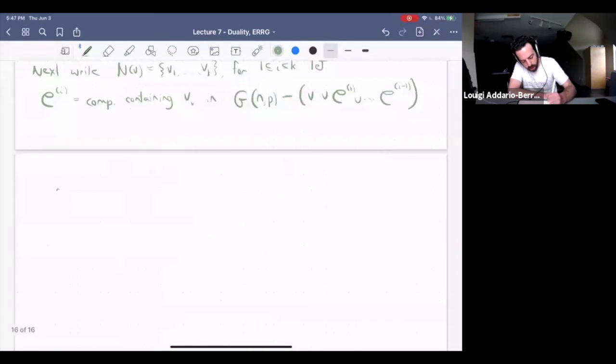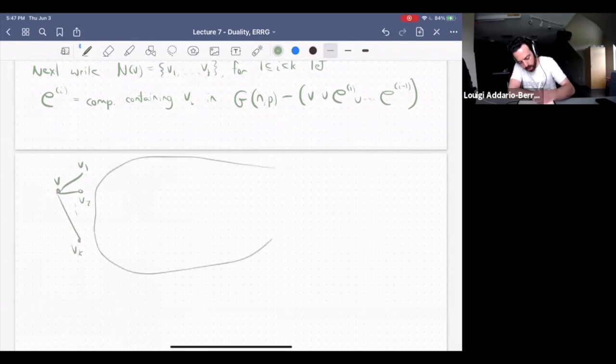Here's the vertex v. Here are its neighbors v1, v2, up to vk. Here's the rest of the graph. And now C1, the component containing v1 over here, this is C1.